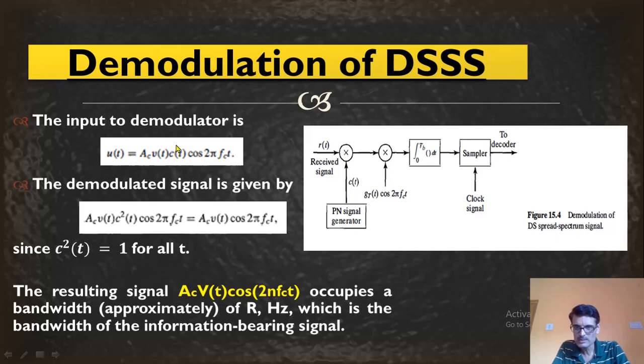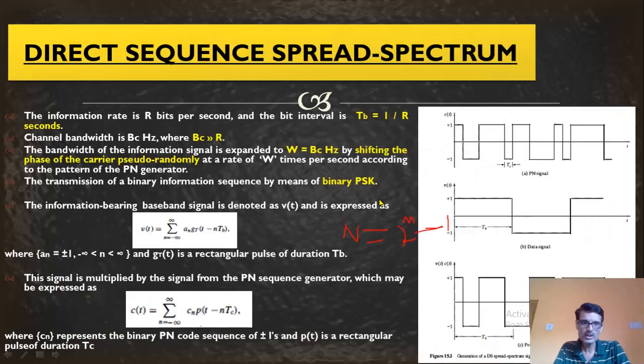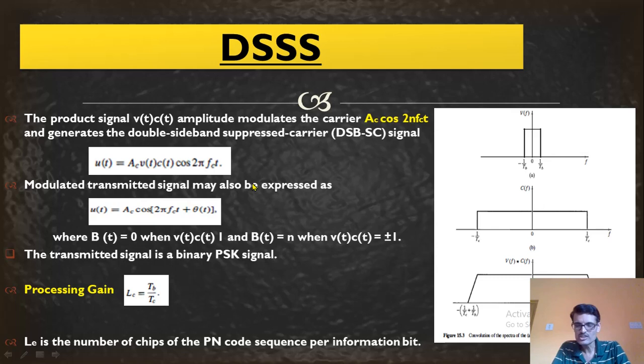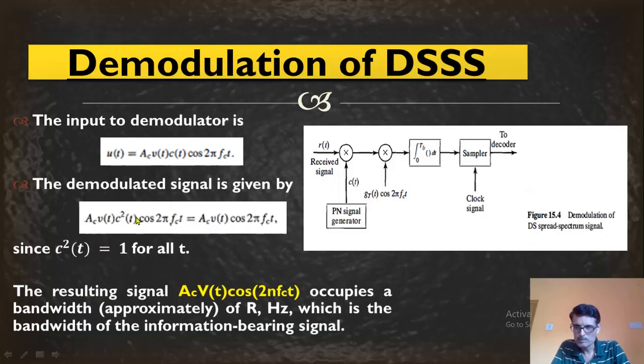What will I get? C of t multiplied by C of t is C square of t. And remember, C of t is plus 1 or minus 1. C square of t is always a positive amplitude, plus 1 only, right? So C square of t here will be plus 1 only. So this is removed. So I can get AC V of t cos 2 pi FCT.